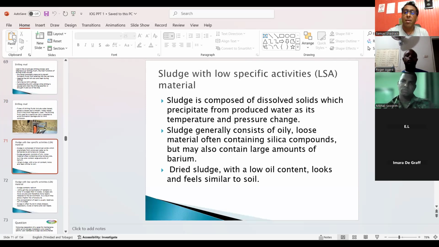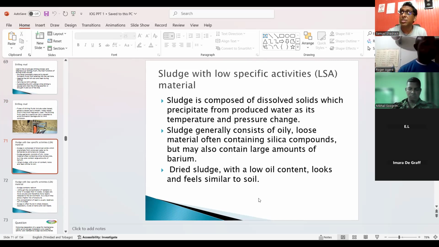LSA, low specific activity material sludge, is composed of dissolved solids which precipitate from produced water as its temperature and pressure change. Sludge generally consists of oily, loose materials, often containing silica compounds, and may also contain a large amount of barium. Dried sludge with a low oil content looks and feels similar to soil.